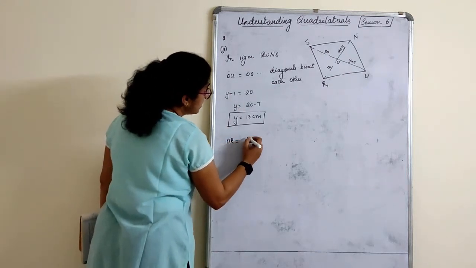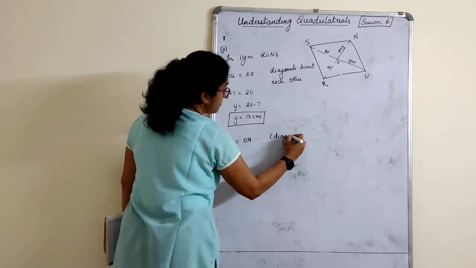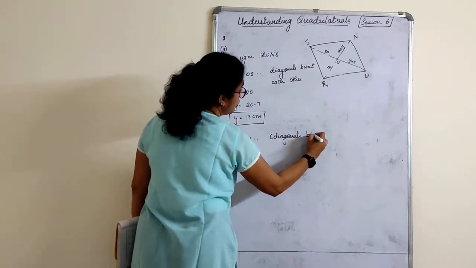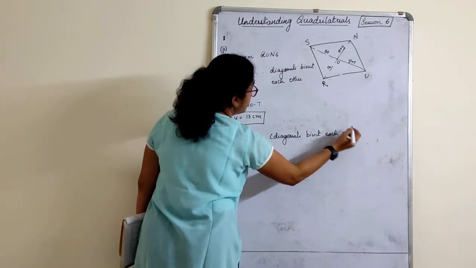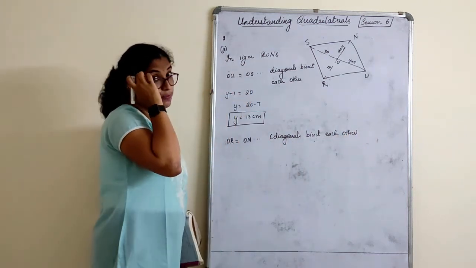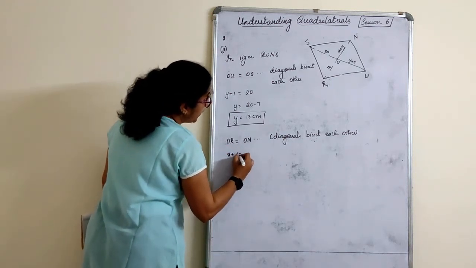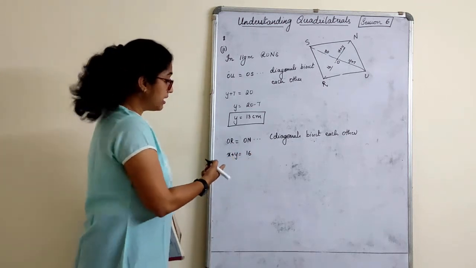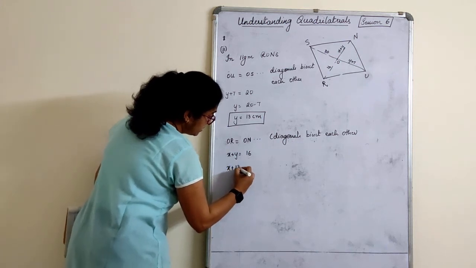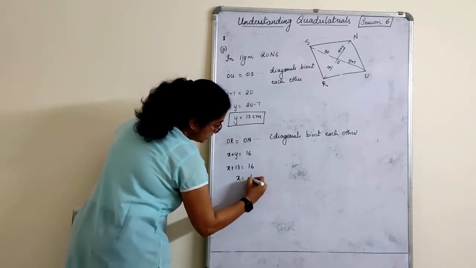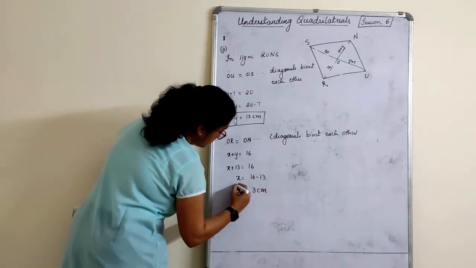OR is equal to ON. Again, diagonals bisect each other. You have a similar sum for worked example, children, where the rectangle is given, so you can solve that. OR is how much here? x plus y. ON is how much? 16. So two unknowns are there, but we know the value of y. x plus 13 is equal to 16. x is equal to 16 minus 13. x is equal to 3 centimeter.